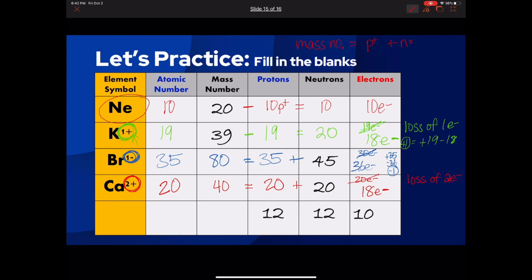So think about the numbers. +20 for the protons, -18 for the electrons. That's going to result in a charge of +2. And that's what's on the calcium.